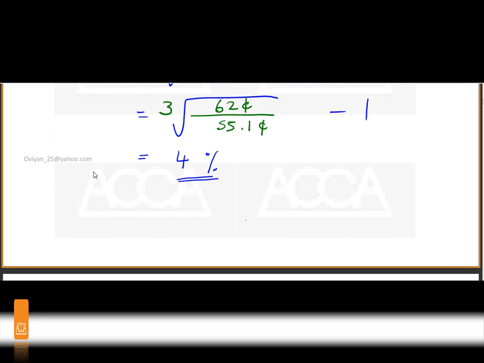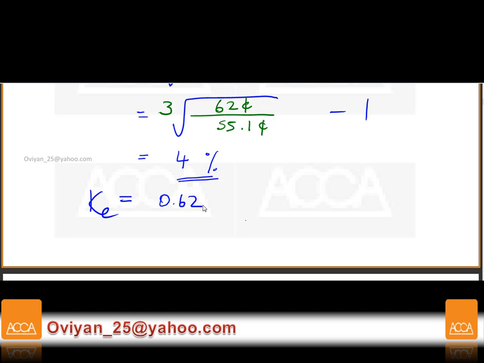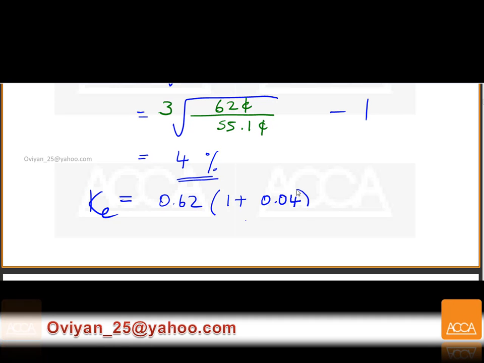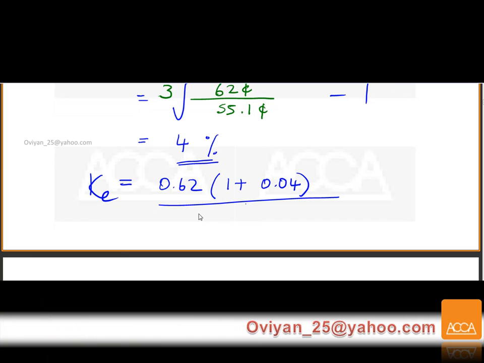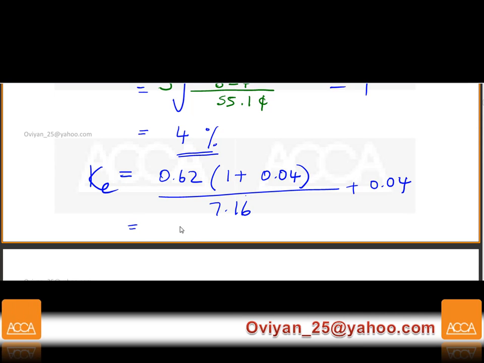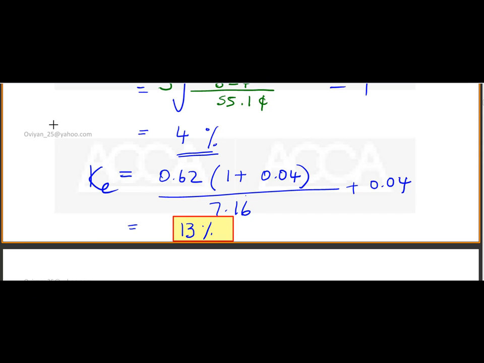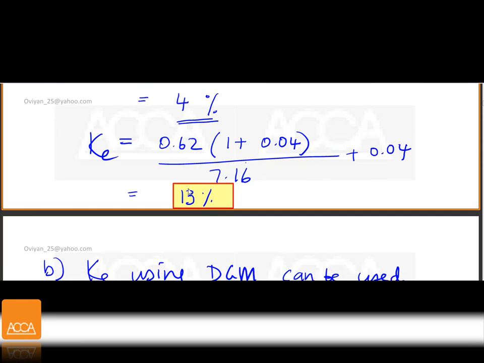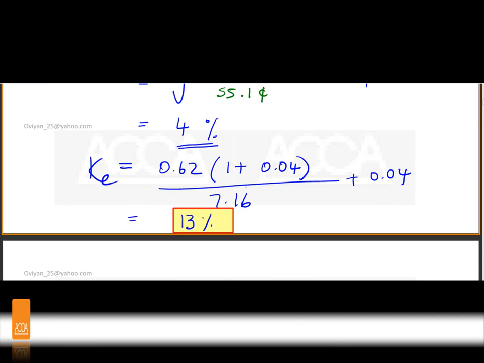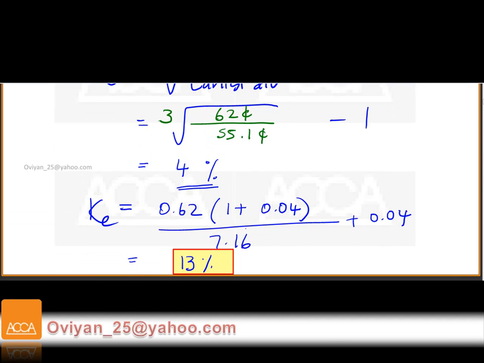Now we are ready to put in the figures to get our 3 marks. D0 is 0.62 multiplied by 1 plus g, which is 0.04, over 7.16, which is your price, plus 0.04, and you're going to get 3 marks here for writing this 13%. So obviously there'll be marks along the way, but this will give you probably 1 mark, 13%. So you're going to get a cost of equity of 13%. Now, that's it. That's the 3 marks.